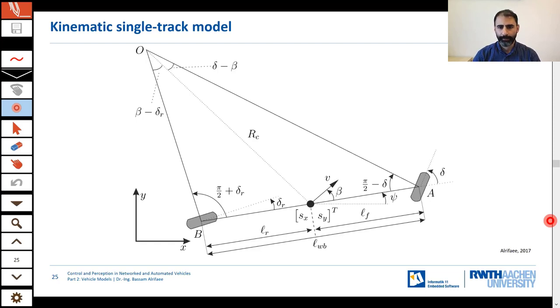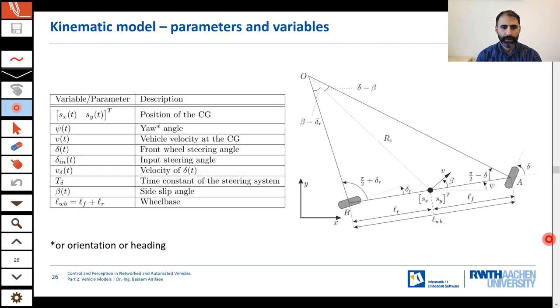For example, in this drawing of the single track model, the kinematic single track model, I omitted the time argument completely. We saw this picture in the presentation of Anna and Sue, and it was really very, very well explained. I'm not going to explain it again. And here also we see on the left the description of the variables. They were also very well explained. Just a comment, the yaw angle could be also named orientation or heading angle. So the three names are equivalent.